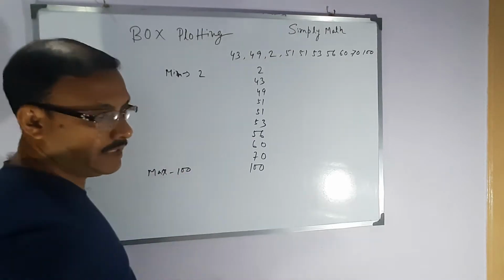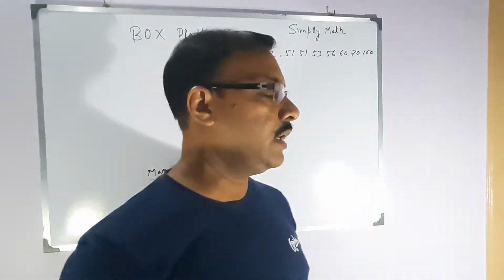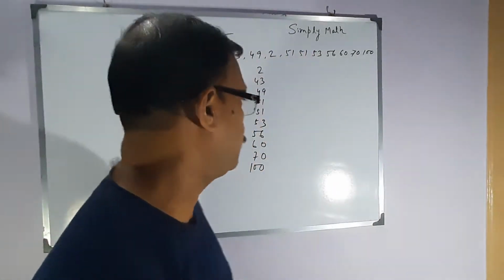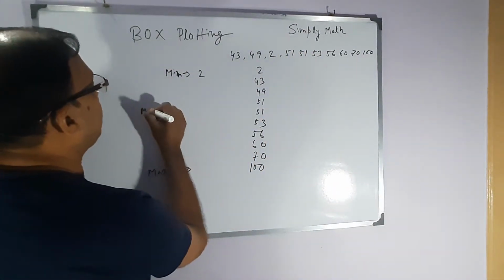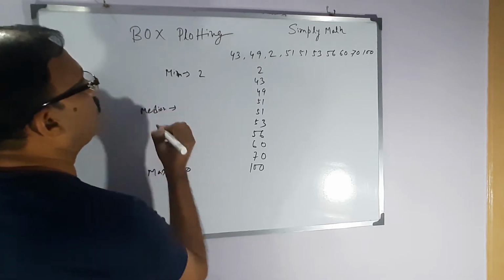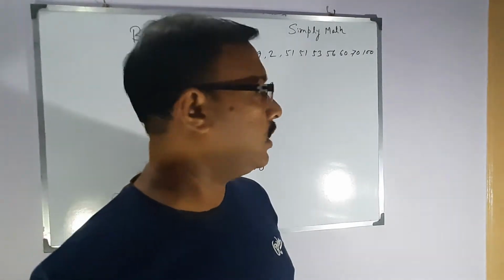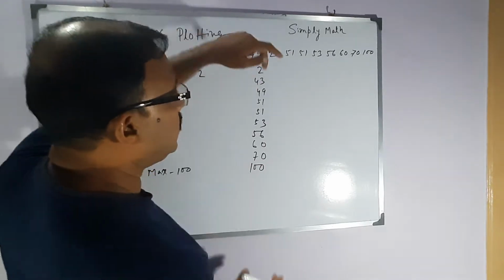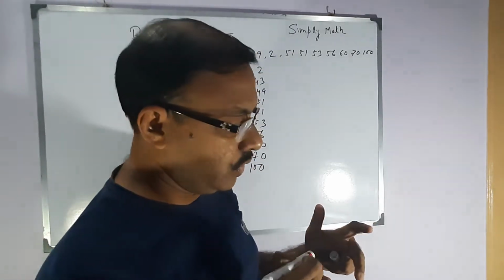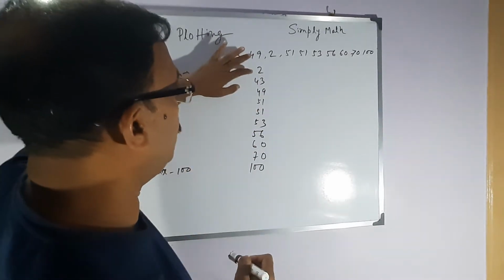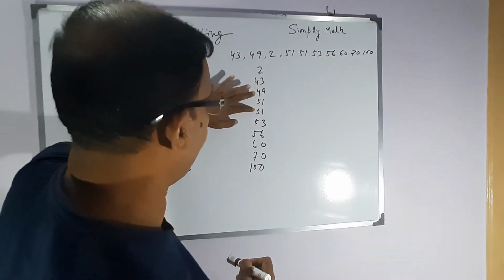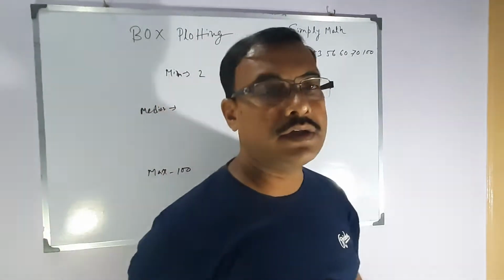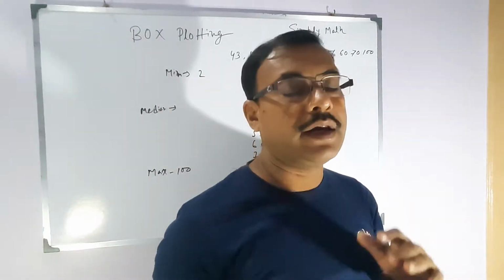Max value is 100 here in our data set. And then we have to find out the median value. What is the median value? How will we find it? In our data set, we just count the numbers: 1, 2, 3, 4, 5, 6, 7, 8, 9, 10. So this is my 10-number data set.